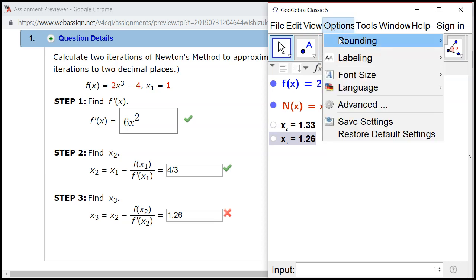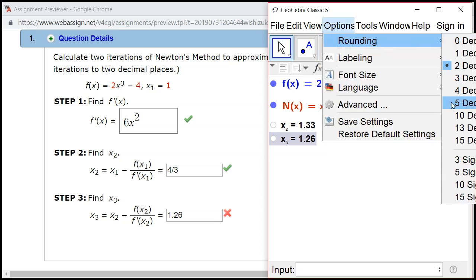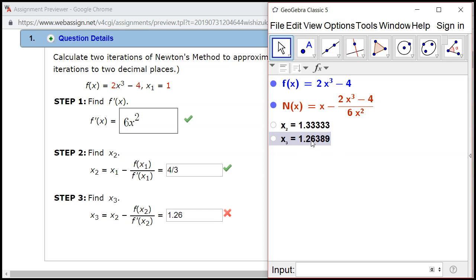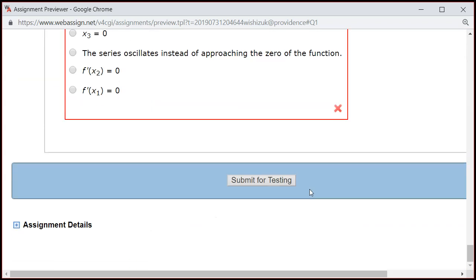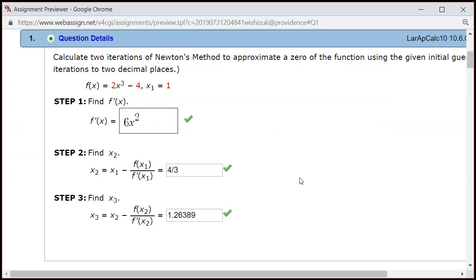So if I change the rounding to maybe 5 decimal places, I have 1.26389. So I'm going to put that instead. So we're going to add the 389. So let's check the answer. All right, submit for testing. All right, it came back and it gives me the right answer. So for number 1, I think they're asking for 5 decimal places instead of 2. All right, that's it. I hope that this was clear.